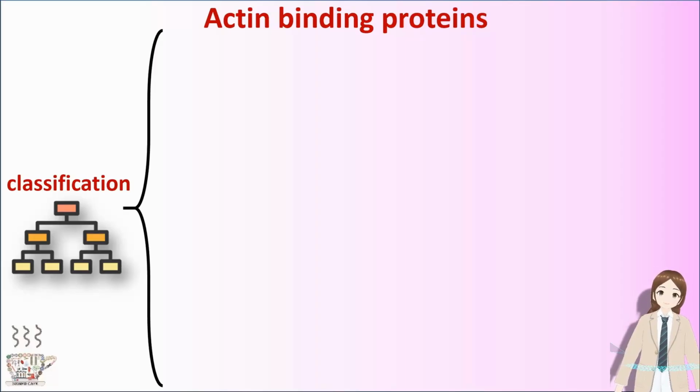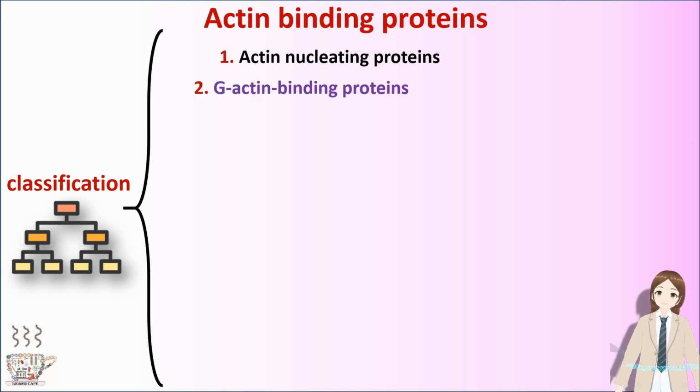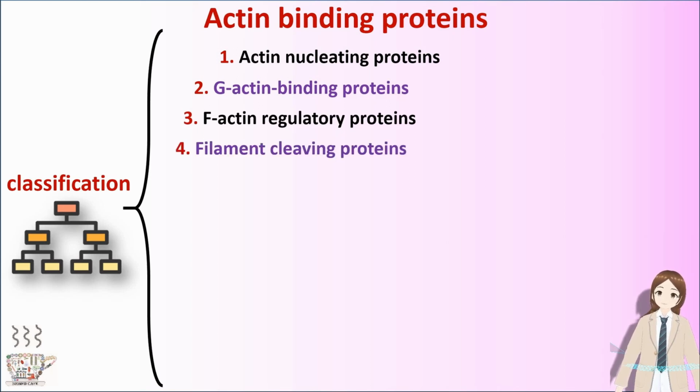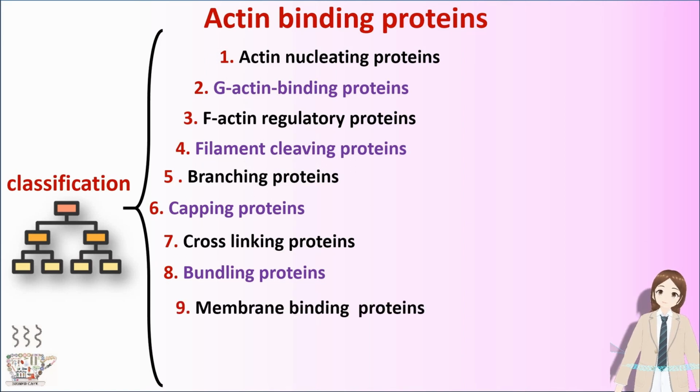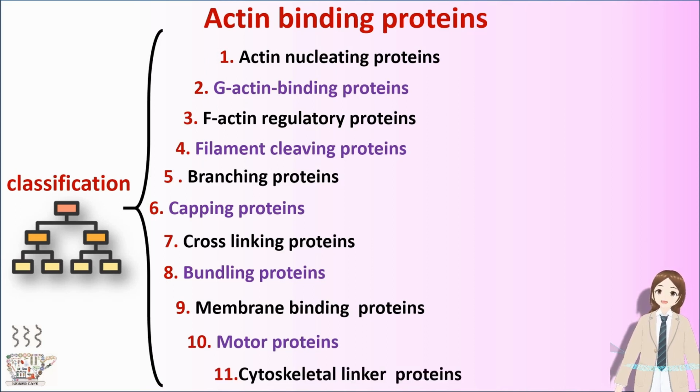Actin binding proteins can be divided into 11 groups: actin nucleating proteins, G-actin binding proteins, F-actin regulatory proteins, filament cleaving proteins, branching proteins, capping proteins, cross-linking proteins, bundling proteins, membrane binding proteins, motor proteins, and cytoskeletal linker proteins.